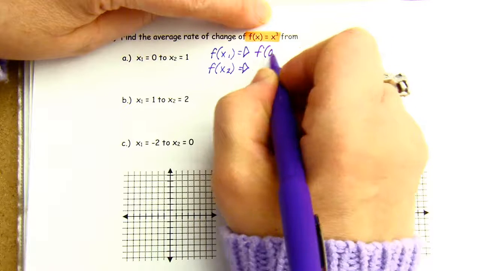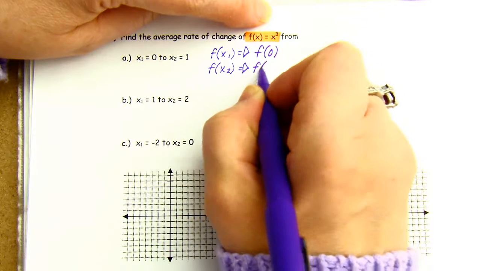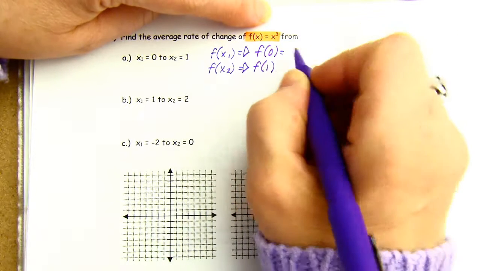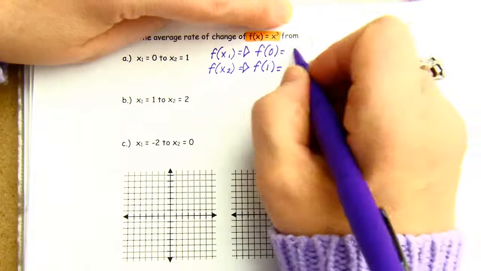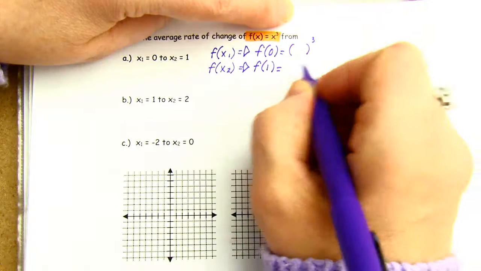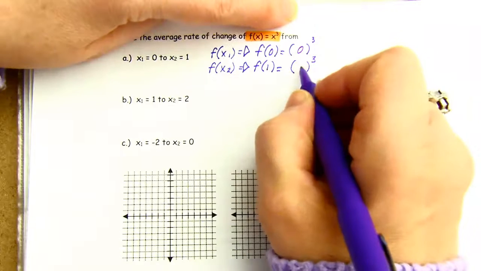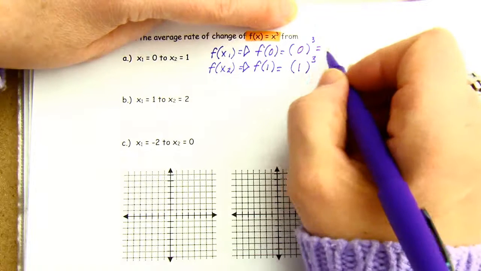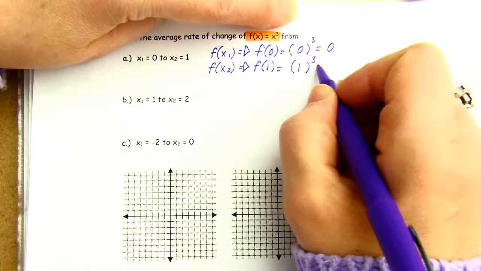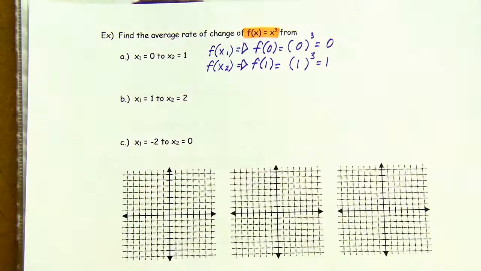f of 0 and f of 1. So I'm going to use my function to do that. It's something cubed, something cubed. The something is 0 and this something is 1. 0 cubed is 0. 1 cubed is 1. Does it always work out this way? No.